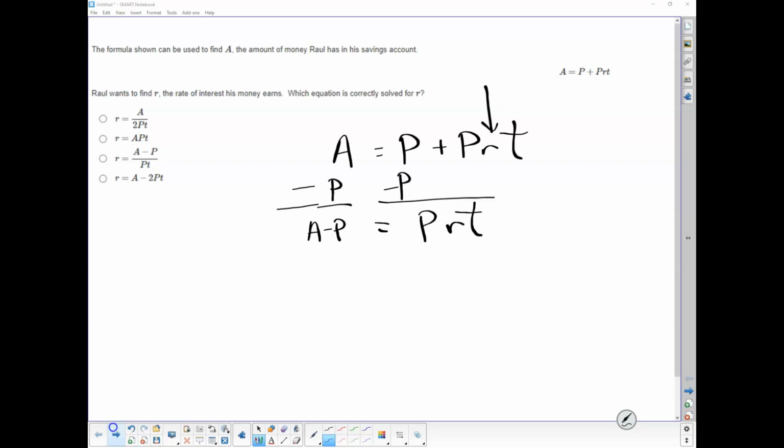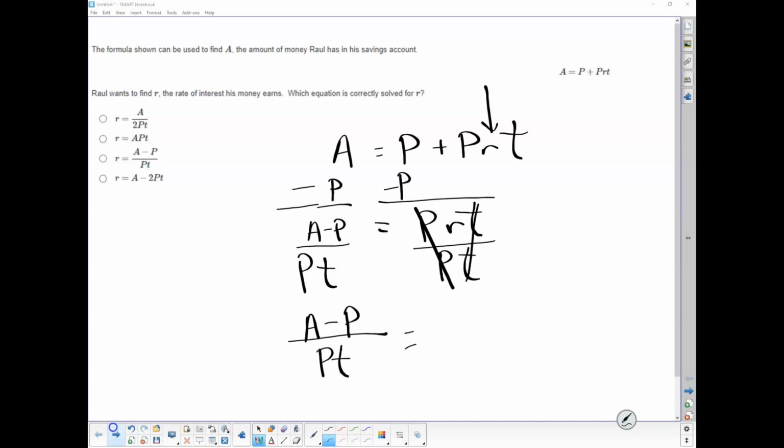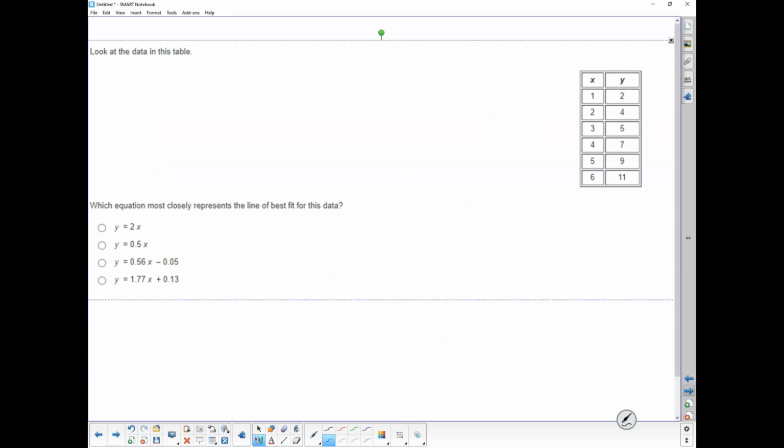Now, the P and the T are multiplying the R, so the opposite operation is divide by. So I'm going to divide by P and I'm going to divide by T. So I'm left with my final answer. I just cancel out over here. It is A minus P, all of that divided by P times T, is equal to R. Okay. So now let's look at our next example that many people miss.